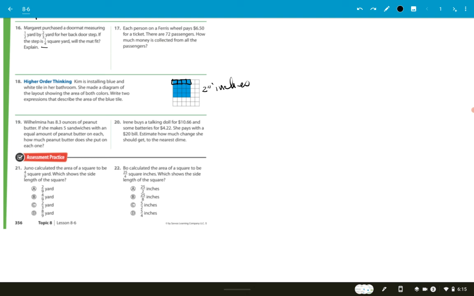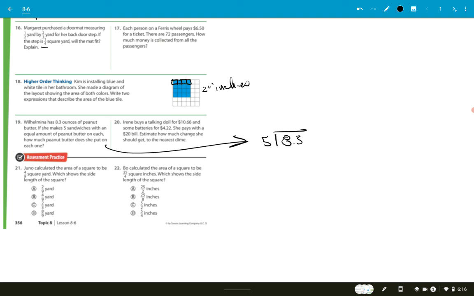Anyway, she has 8.3 ounces of peanut butter if she makes 5 sandwiches with an equal amount of peanut butter on each. How much peanut butter does she put on each one? Oh, we're talking about division here. So for number 19, 5 sandwiches, 8.3 divided by 5. Well, we were doing that last chapter, dividing and multiplying with decimals.